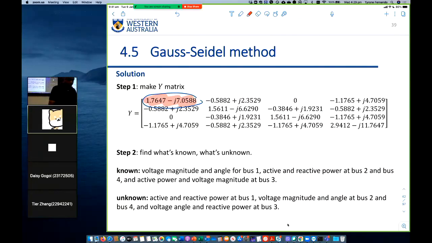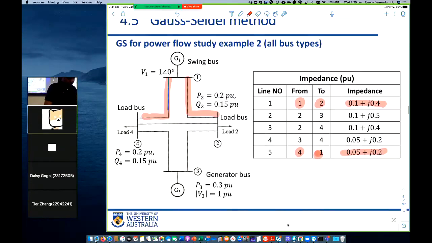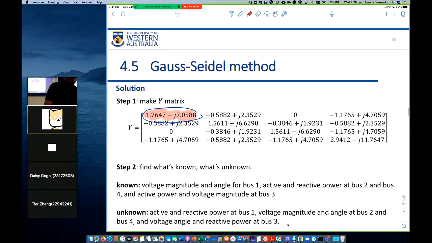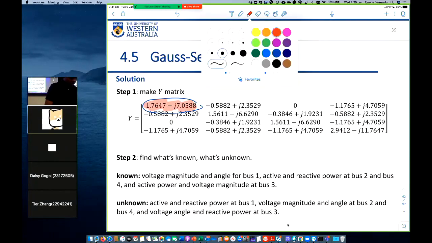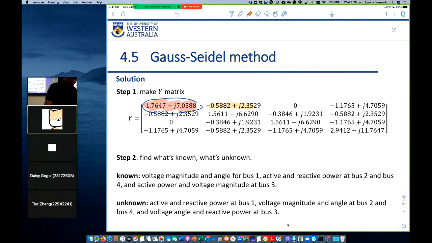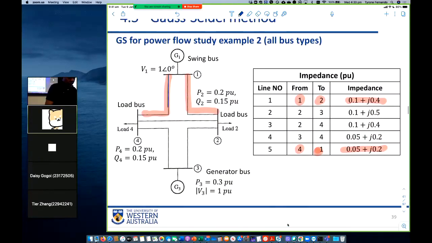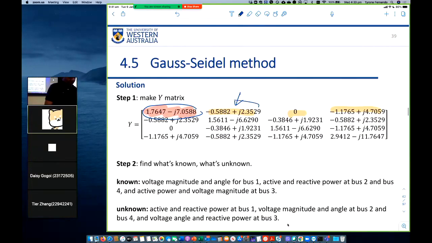Right? Then when we look at the off diagonal elements, which is this, this and that, this element here, we are looking at the 1, 2 element. So bus 1 connecting bus 2. So we are looking at this line, the admittance of that line, and we negate that and we put it in here. So that's that value.